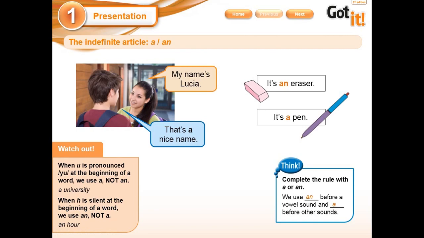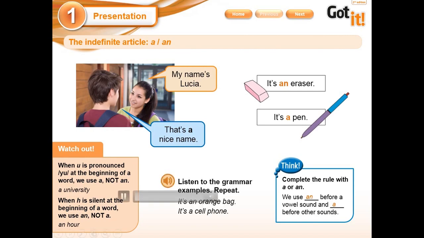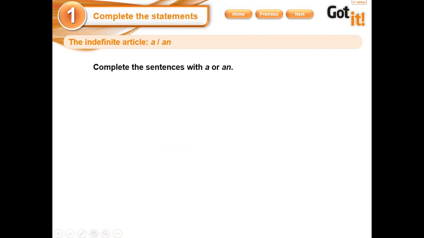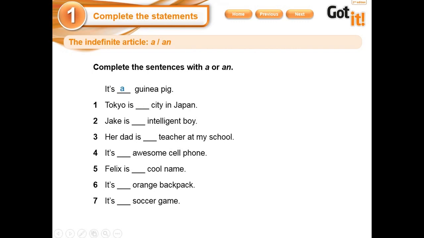Lo más importante es enfocarse en el sonido. Como hemos visto, universidad, el spelling, la escritura está con U, con vocal, pero la pronunciación es you. Igual pasa con la H, ¿no? Pero la pronunciación es our, so pay attention to the pronunciation. Presta atención a la pronunciación, ¿de acuerdo? It's an orange bag. It's a cell phone. Very nice, congratulations. So it's time to practice.